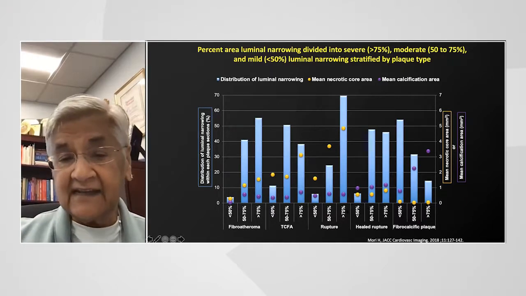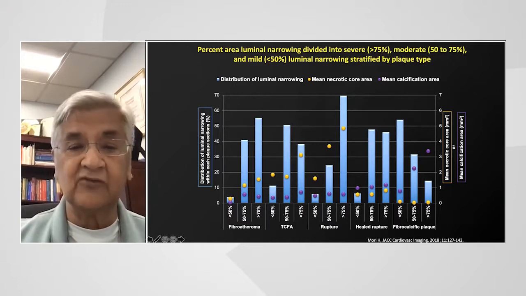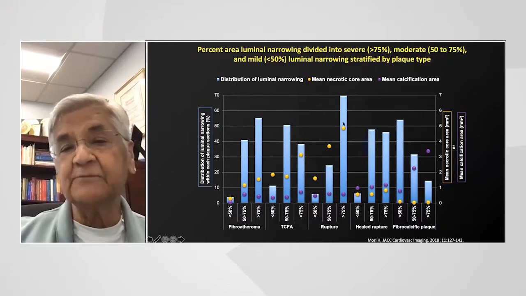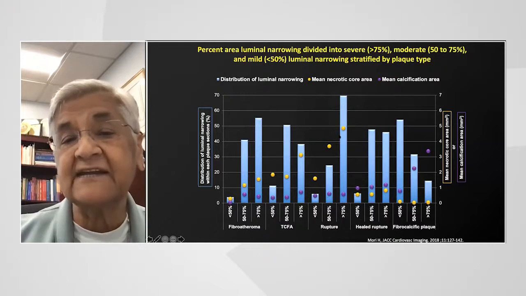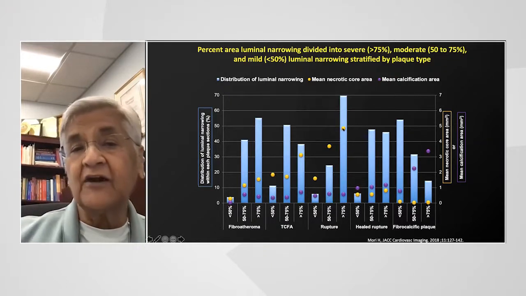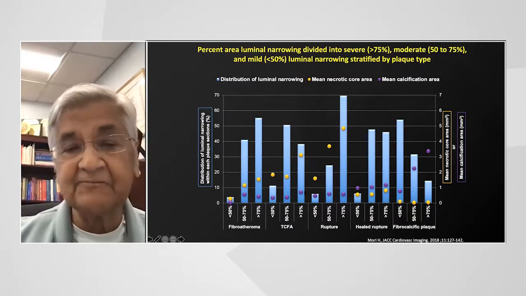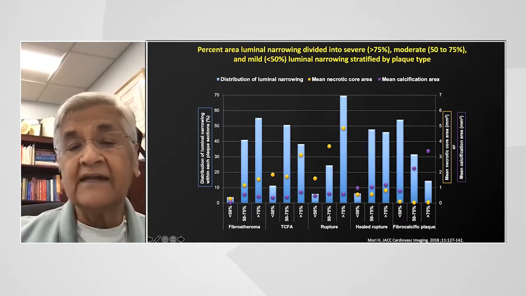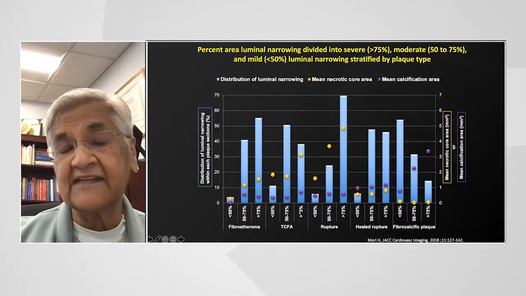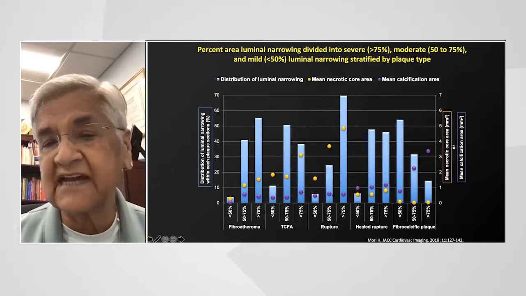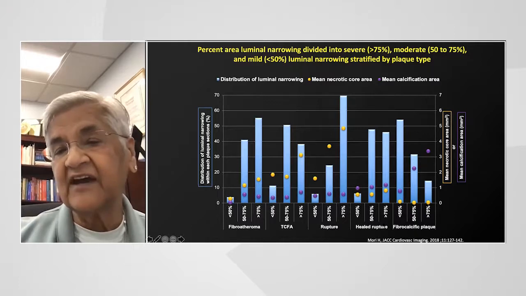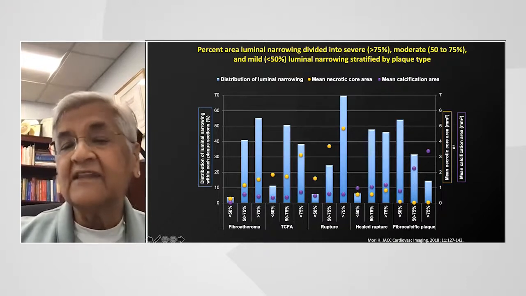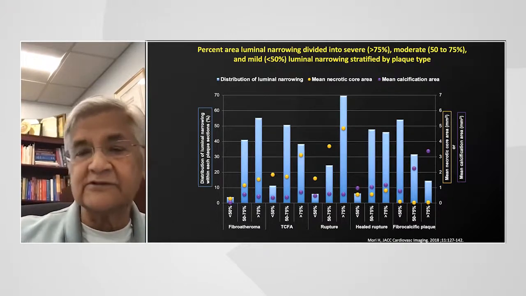What is the distribution of these luminal narrowings? What is most interesting is thin cap fibroatheroma. If you look at plaque ruptures, greater than 75% narrowing occurs in a large percent, 70%. They also have high necrotic core, but they don't have high calcium. If you look at thin cap fibroatheromas, the same way, they have high necrotic core, whether they are 50 to 75% or greater than 75% narrowed, but they don't have that much calcium. Highest calcium is seen in fibrocalcific plaques, even if they're severely narrowed or not so severely narrowed. These do not go on and cause thrombosis.